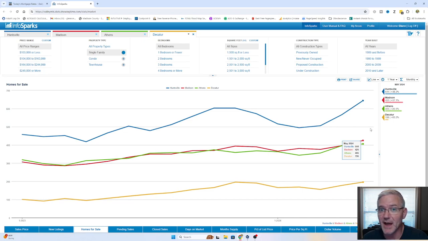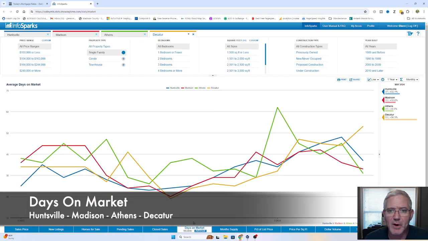Big numbers here too. A lot more homes on the market. Huntsville 644. Madison's at 425, Athens 406, and then 196 in Decatur. And when you just look at these percentage increases, I mean, holy cow, Decatur has an 83% increase compared to where they were a year ago. This has overall just been trending upward. Obviously, Huntsville, that's a pretty significant increase. But Madison, too, compared to where they were a year ago, we're seeing some pretty big numbers in increases.